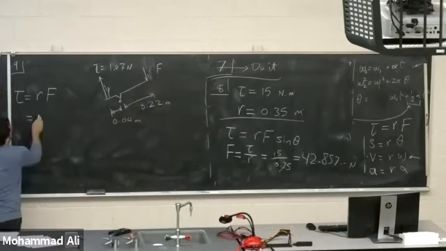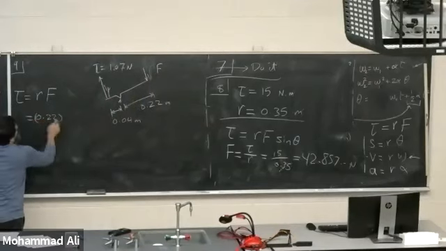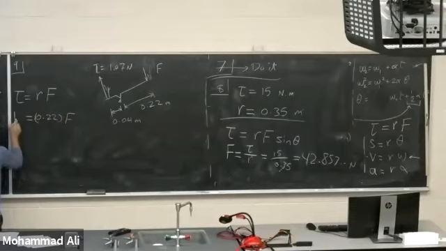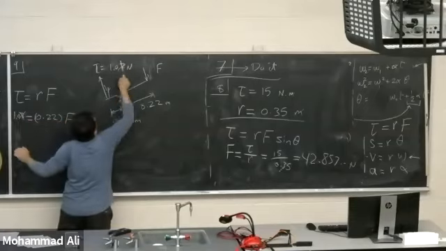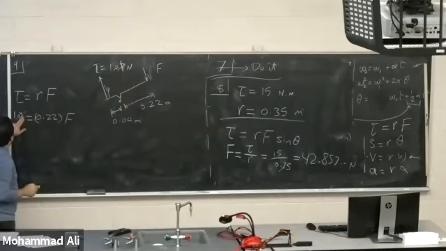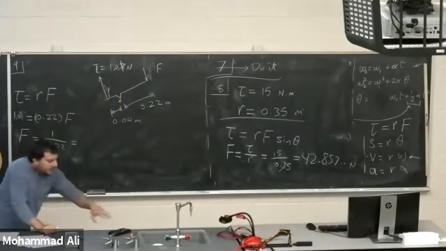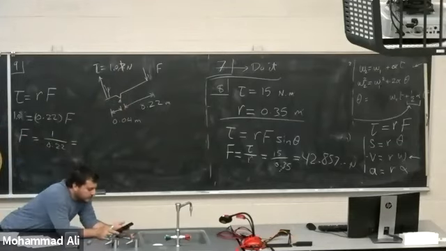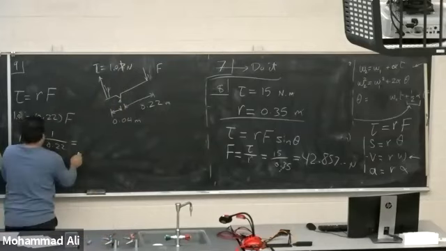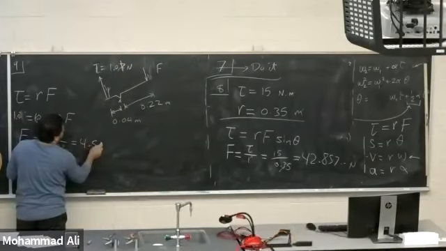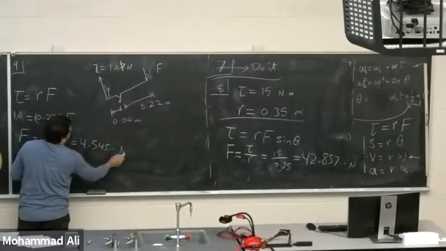So the radius is 0.22. The force is unknown. The torque is 1.07. Remove 0.7, we don't need it. So the force is equal to 1 over 0.22, which will be 4.545 and so on newtons.